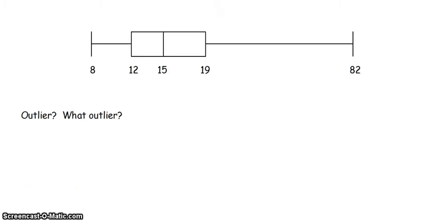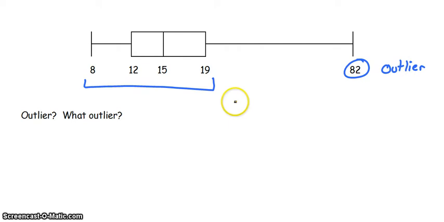Now we just jump to a new graph here. It's still box and whisker, but this one does look a little bit different. And the major difference here is our outlier. If you notice, these numbers are scrunched in fairly tight. 8 to 19 isn't a very big spread. But then we skip all the way over to 82. If that's what happens, we would consider 82 an outlier. It falls way outside of the data range.